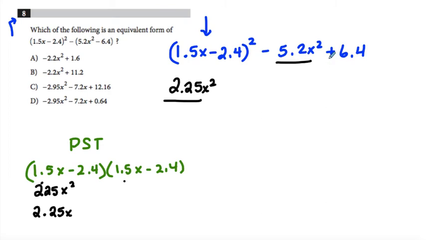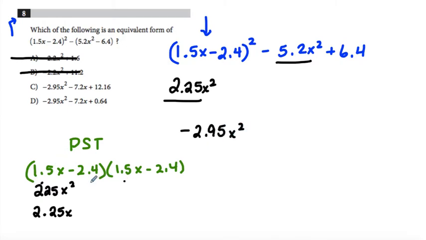It helped a lot because 2.25 minus 5.2 on the calculator gives me negative 2.95 x squared. So I knew that I could eliminate B and A. All right, so now I have negative 2.95 x squared.